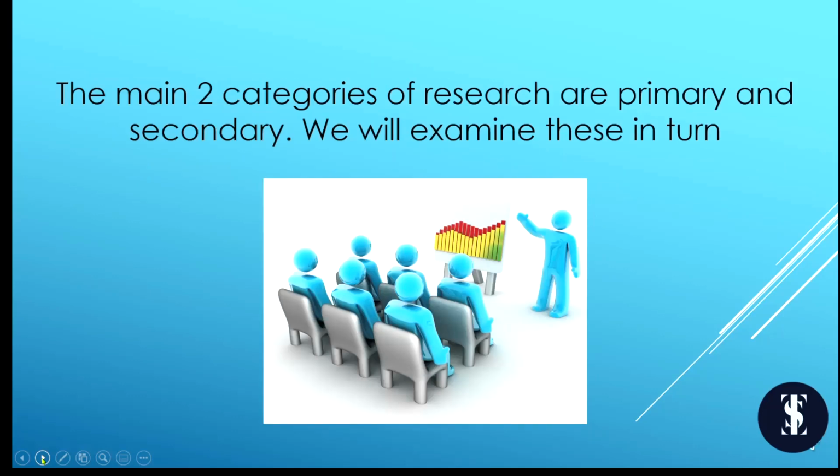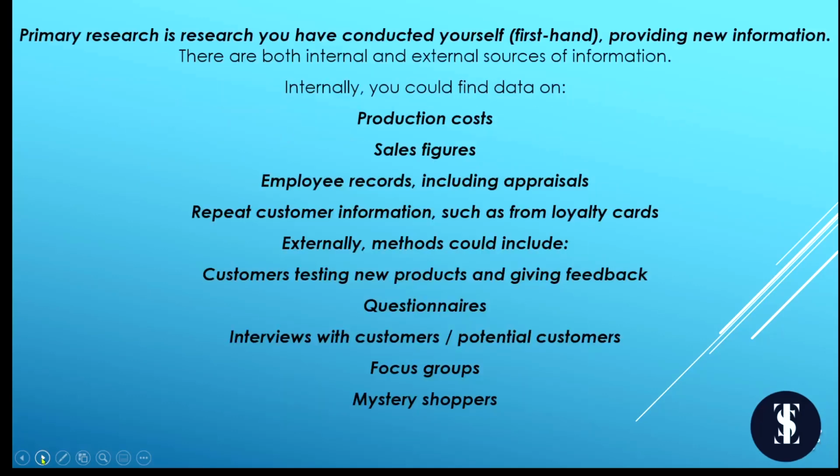Market research can be primary or secondary. Primary research is things that you've done yourself, so first-hand research, providing new information, and it can be internal or external in terms of the information that you get. So internally, you could get data on production costs, sales figures, employee records, appraisals, repeat customer information, such as from a loyalty card. And externally, you could look at customers testing new products and giving feedback, or questionnaires, interviews with customers or potential customers, focus groups, or what's called a mystery shopper, where somebody goes into a shop and pretends to be a customer to see how the customer service is.